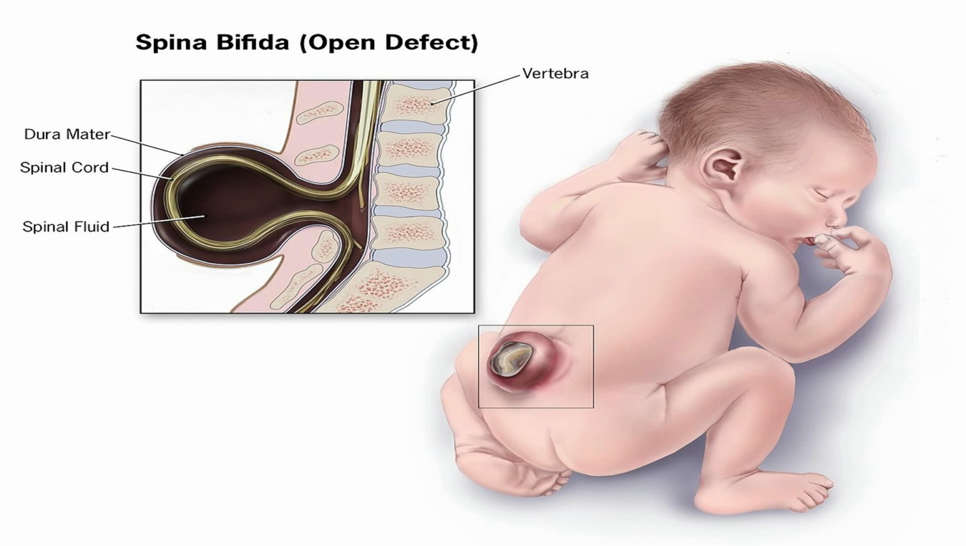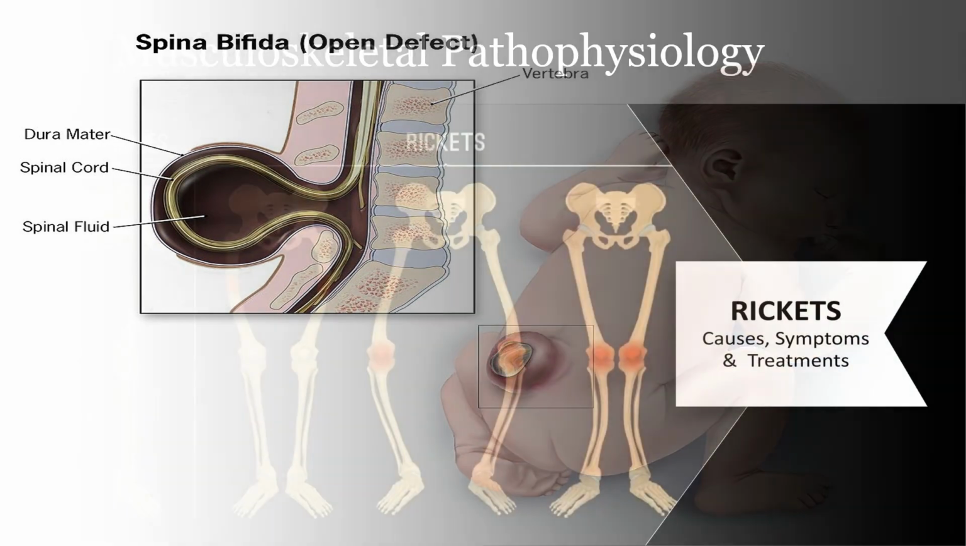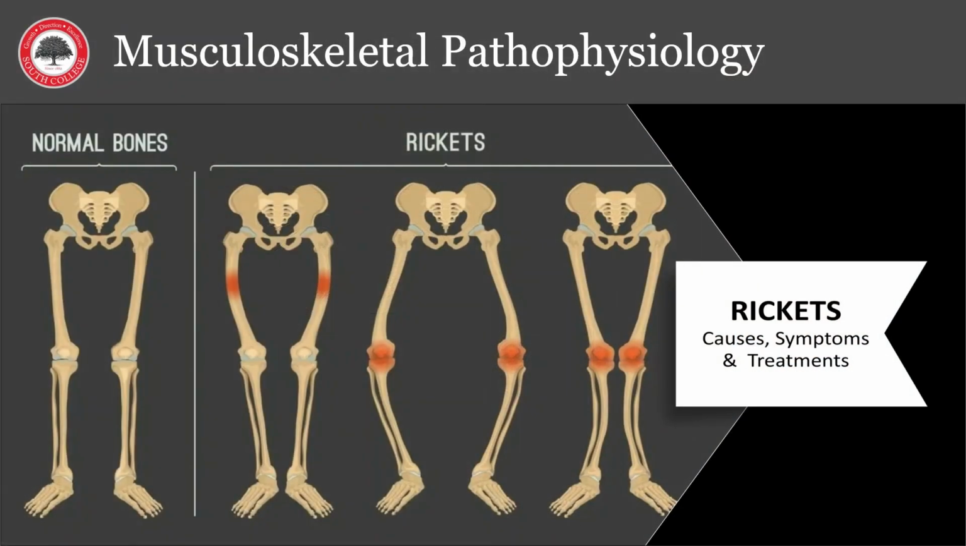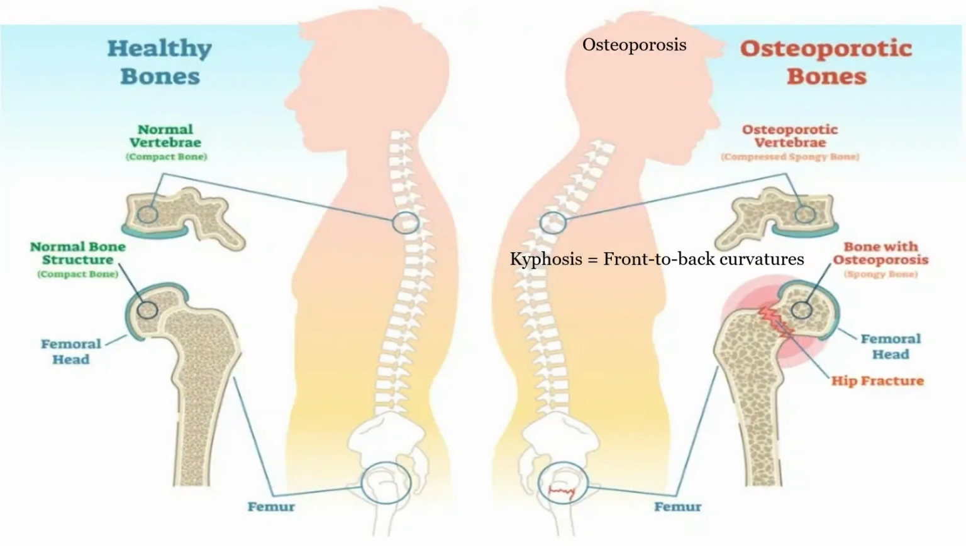Spina bifida is a birth defect in the spinal cord causing a spinal fluid-filled mass at the base of the spine. This can be surgically corrected. Rickets is vitamin D deficiency in children and also can be corrected. See the bowing of the legs here. Osteoporosis is the lack of vitamin D and calcium in older people, causing the density of their bones to decrease. Please note the kyphosis in this person with osteoporosis.